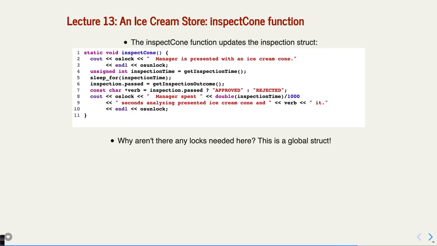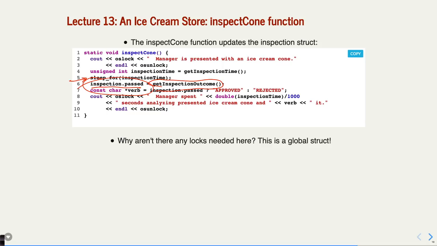Okay. So let's look at the inspect cone. This is not too interesting, except it basically sleeps for a while as it's inspecting the cone, and then updates inspection passed based on whatever the random number that comes back from get inspection outcome is, and then it reports on whether it's approved or not, and then ends. That's all the inspect cone does. But again, it does update the inspection passed struct, but that's perfectly fine because we know logically that no other thread is even looking at that right now.